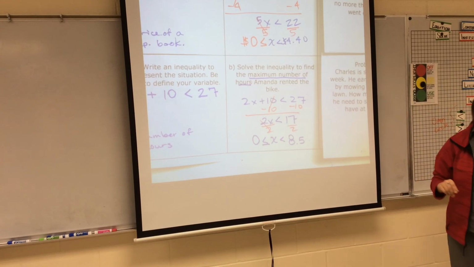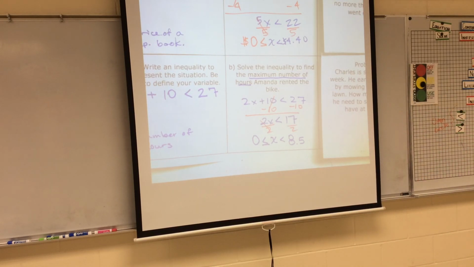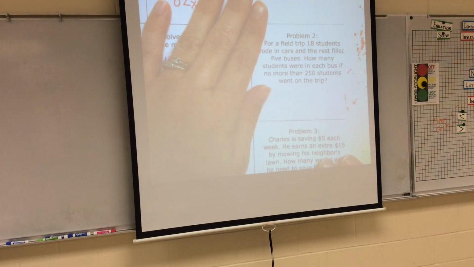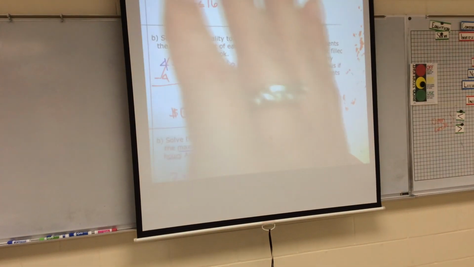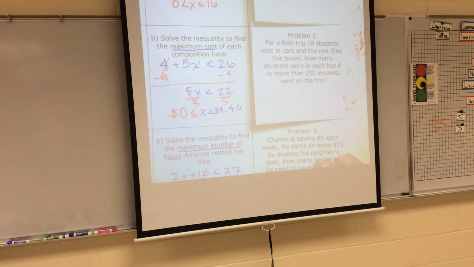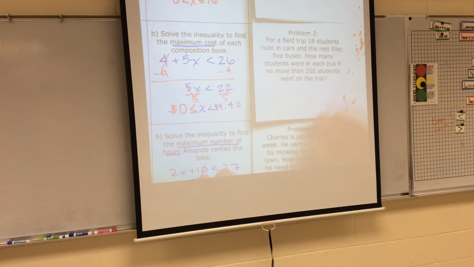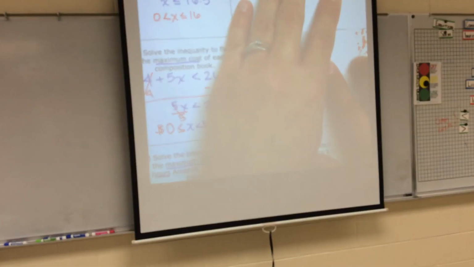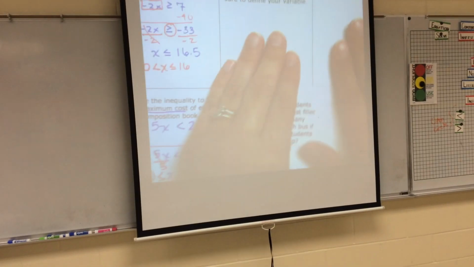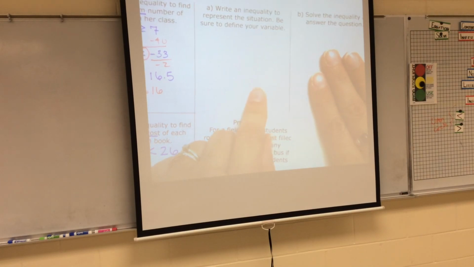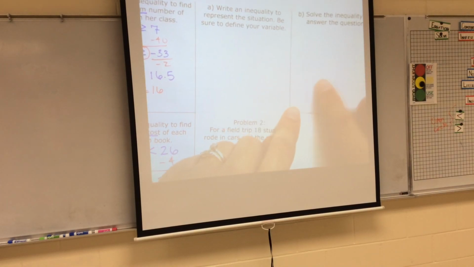All right. So I want you to work in your groups on problem 1, 2, and 3. I'm going to give you guys about 12 minutes, and then we're going to review these 3 problems together. So for each problem, I want you to write an inequality and solve it. Be sure you tell me what your variable means, and make sure that your answer is reasonable. Okay?